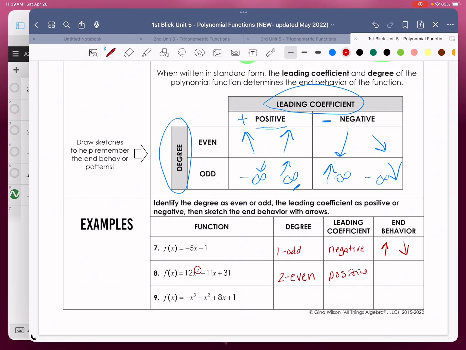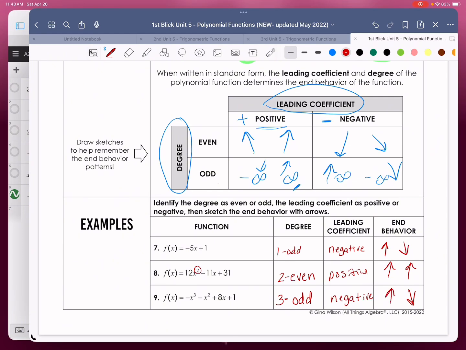So that means they're going to both go up. Okay? All right, number 9. What is your degree? The degree is 3. So that's an odd number. So that lets you know you're going to have one in each direction. So your leading coefficient is negative, and that means it's going to end on the downward slide. So the other one's going to be upward, positive infinity, negative.